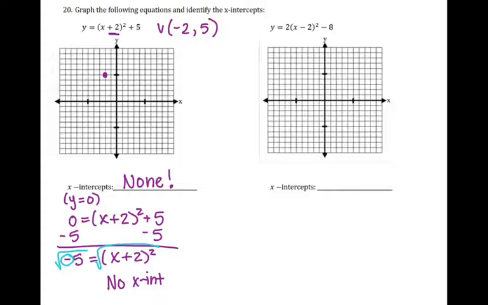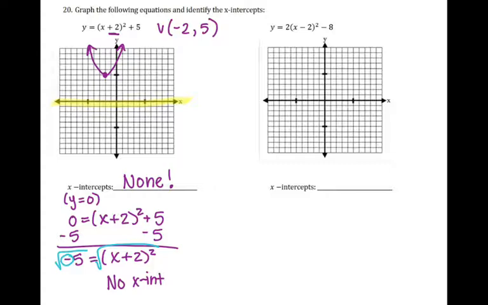So what does that mean for the graph? So your x-intercepts are where your graphs cross the x-axis. Since this one doesn't have any, that means it's never touching this axis at all. It's never touching that x-axis. So that means this parabola needs to open up. So there is my general sketch for that particular graph.